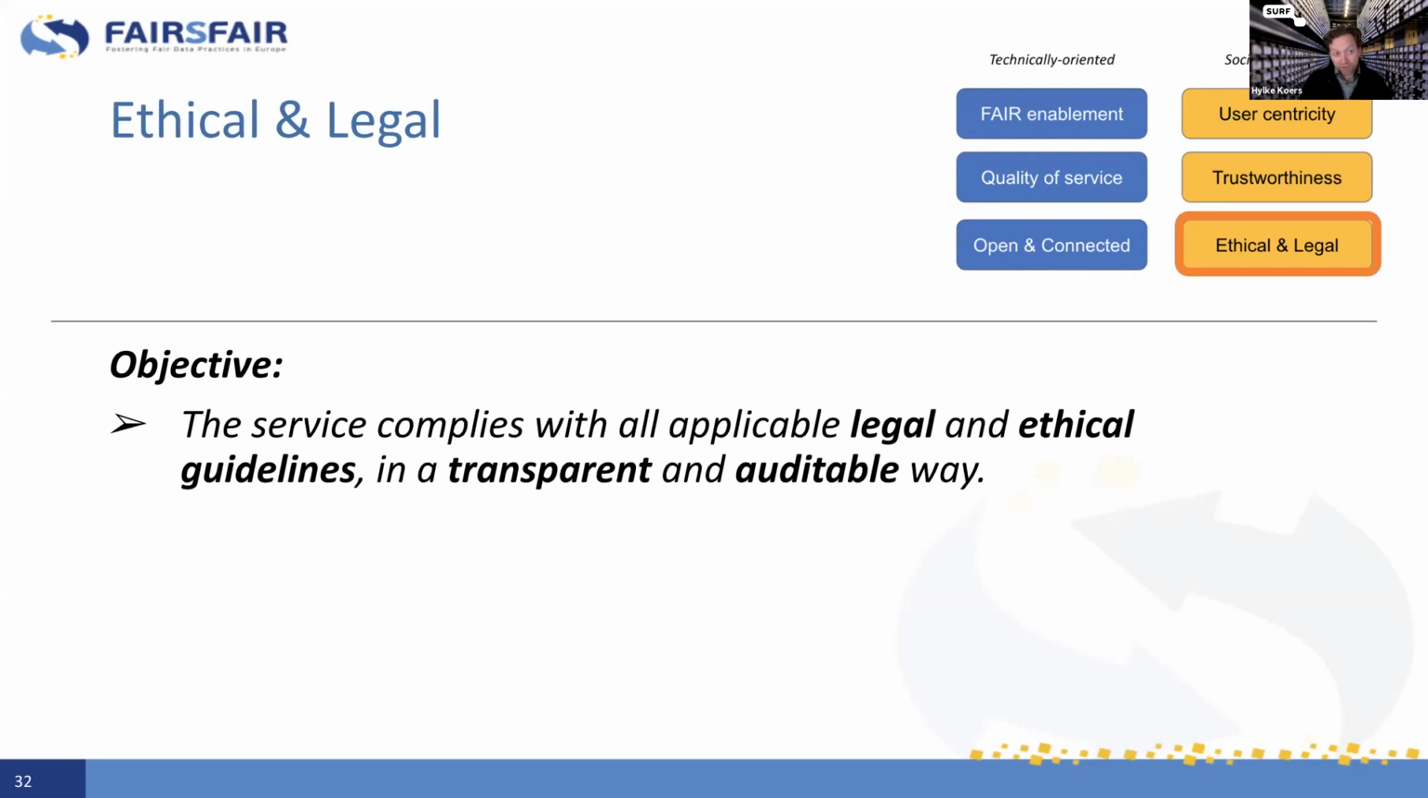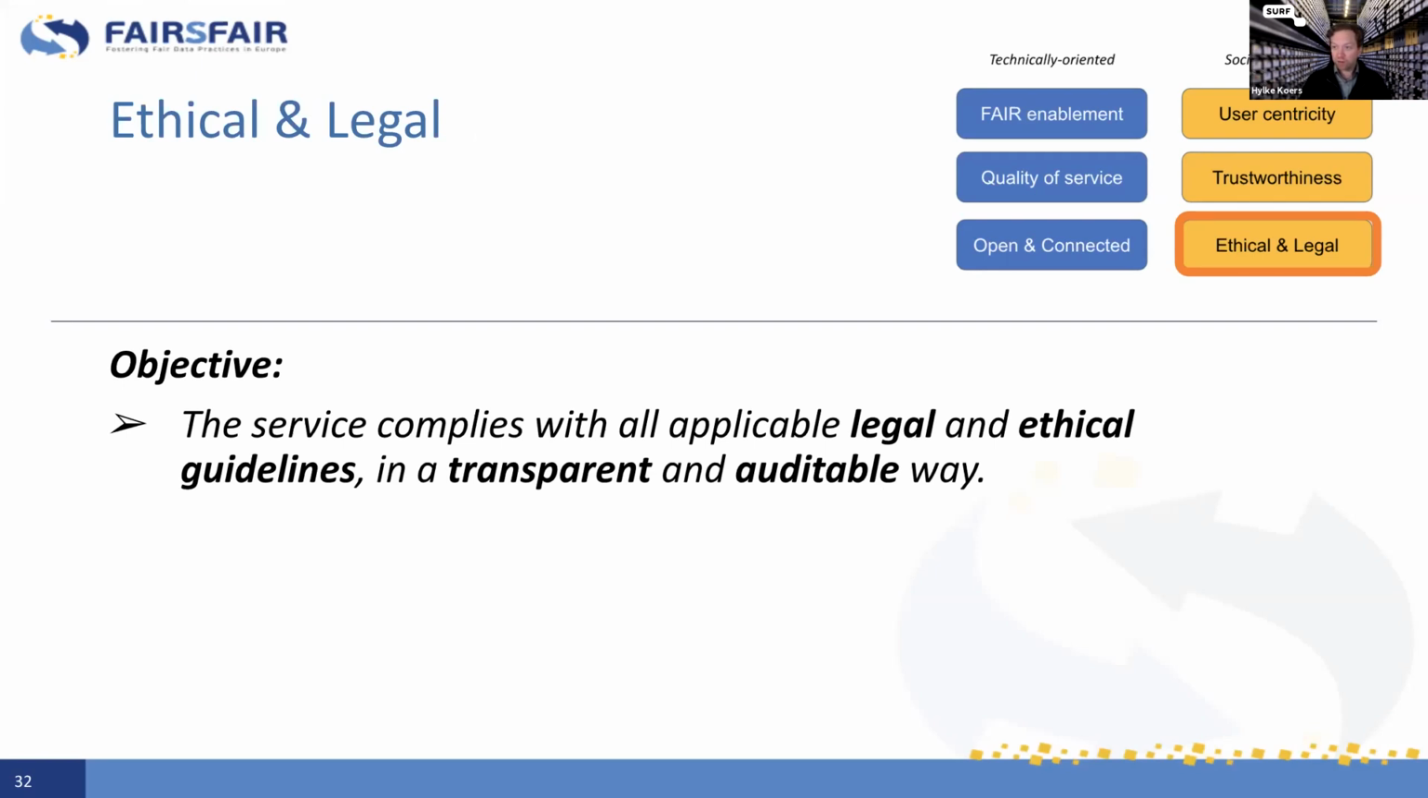Finally, the 6th aspect that we identified is around ethical and legal matters. And there we have aggregated all of our recommendations in the stated objective that the service complies with all applicable legal and ethical guidelines, doing that in a transparent and auditable way. So that concludes the 6 aspects.